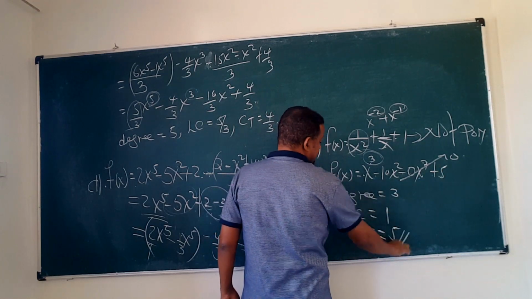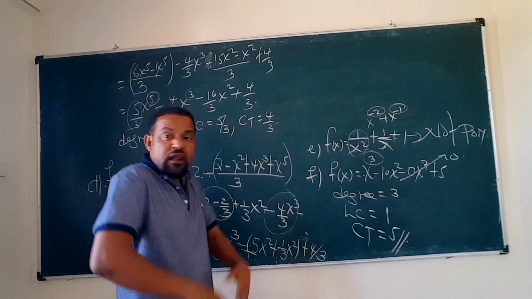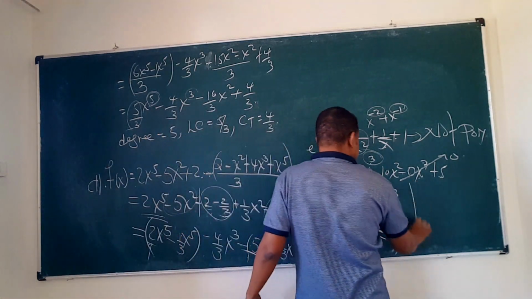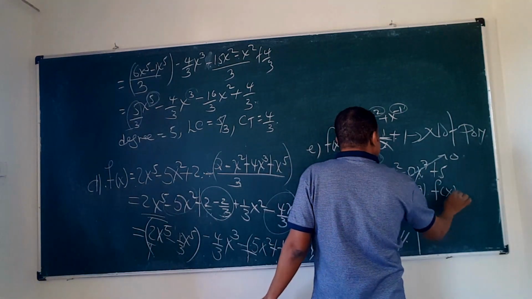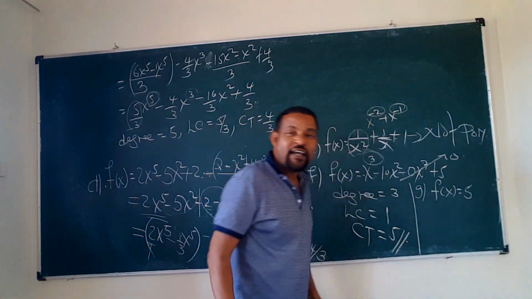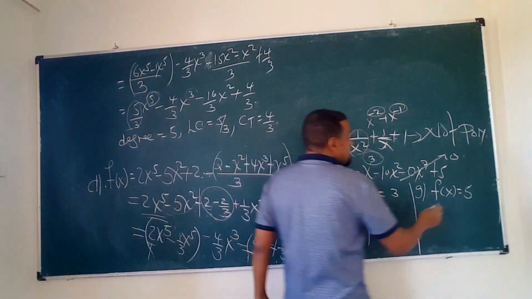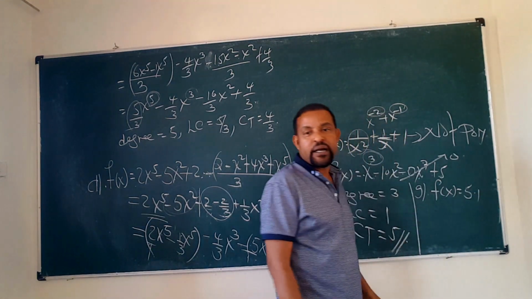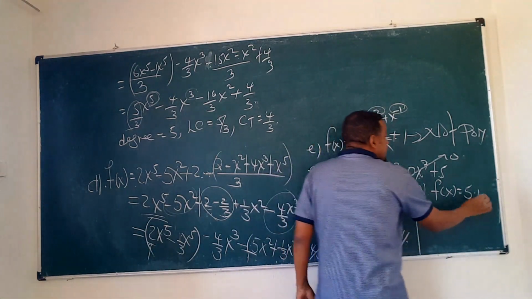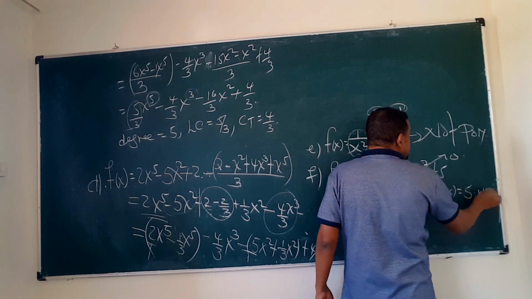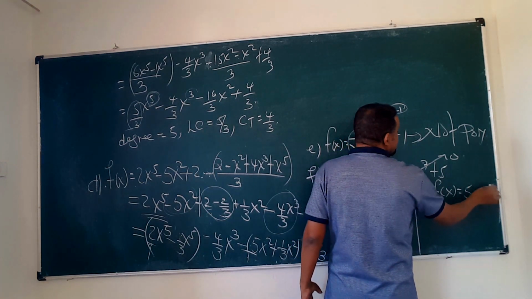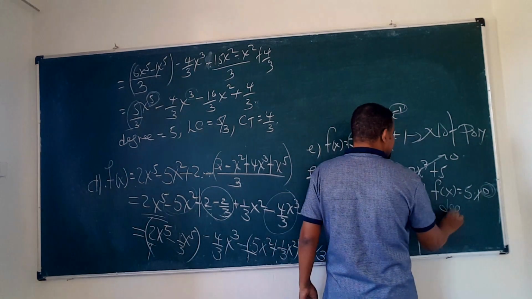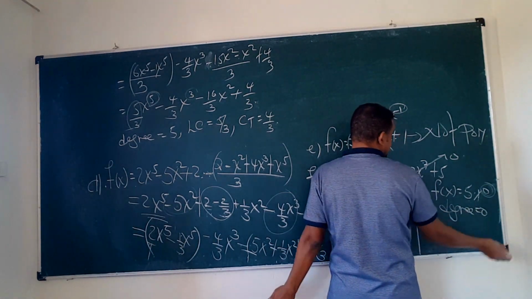Any constant, for example, if they ask what is the degree of, say, some constant 5. Question number G, what is the degree of a constant 5? Any constant has a hidden times 1, and 1 means x to the power of 0. So any constant is k times x to the power of 0. So the degree is 0.